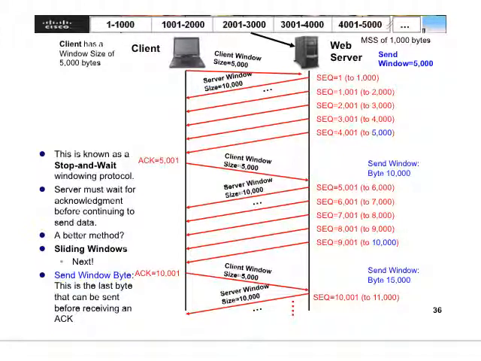The acknowledgement is always cumulative, which means that when I receive an acknowledgement, this number tells me what you have received so far and what you are waiting for. So if this, for example, is 3001, then I know for sure that you have received up to 3,000 bytes, and you're waiting for 3001.